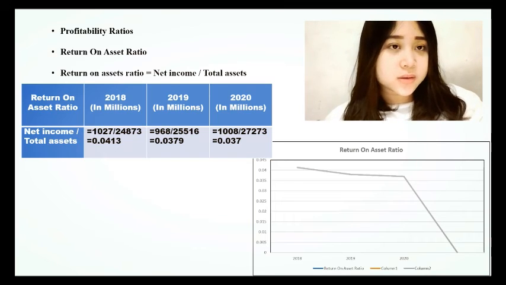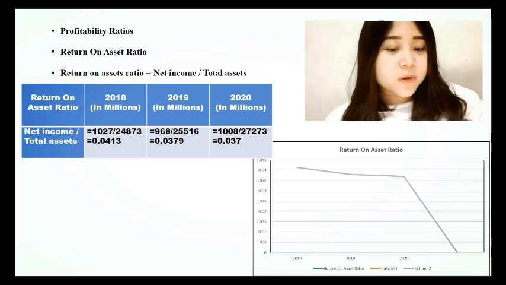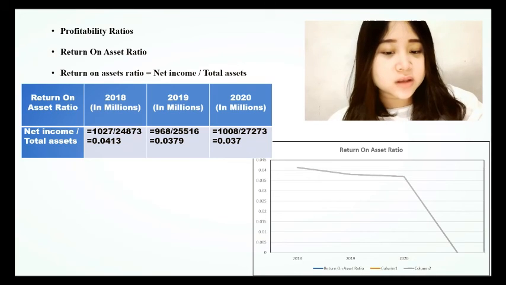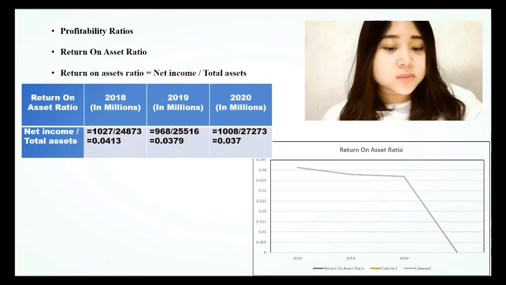I want to talk about profitability ratios. The first one is return on asset ratio. Return on asset ratio is net income divided by total assets. As you can see, the table and graph show the return on assets ratio of Sime Darby Berhad. Return on assets is a type of return on investment metric that looks at an organization's profit relative to its total assets. This ratio looks at an organization's profit, or total earnings, relative to the money it has invested in assets to decide how well it is doing.